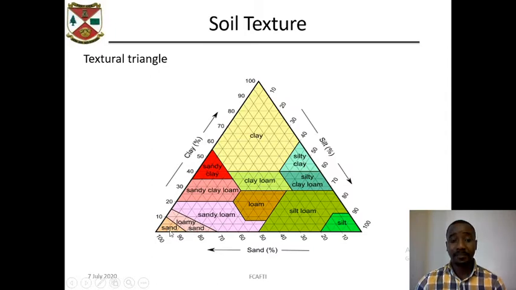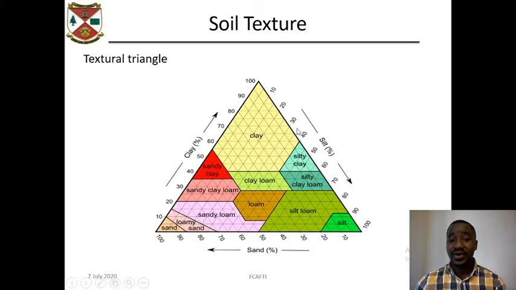Now, on your left hand side, in this area, is the percentage clay, and the percentage clay increases from 0 to 100% when you go diagonally up towards your right hand side.